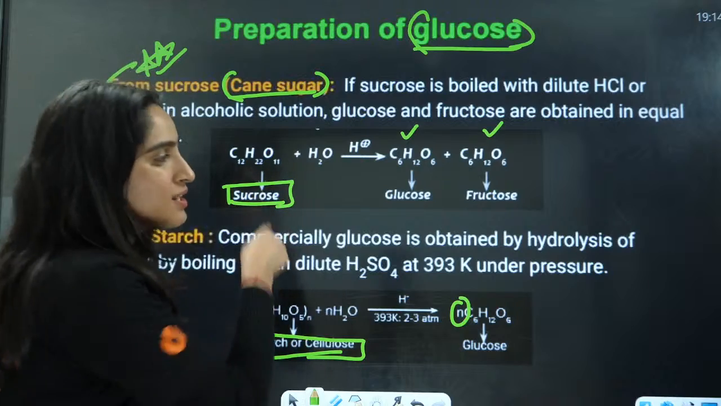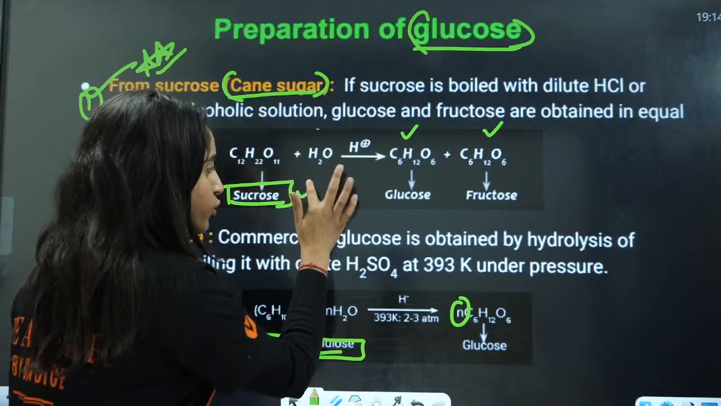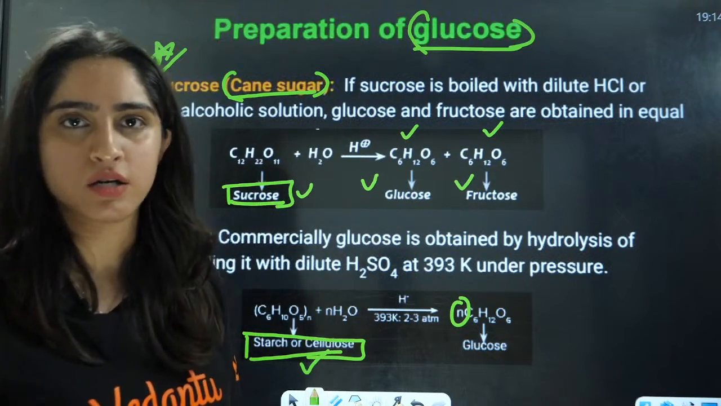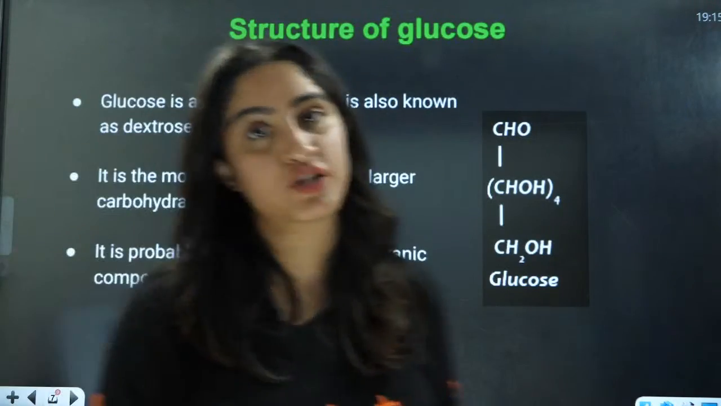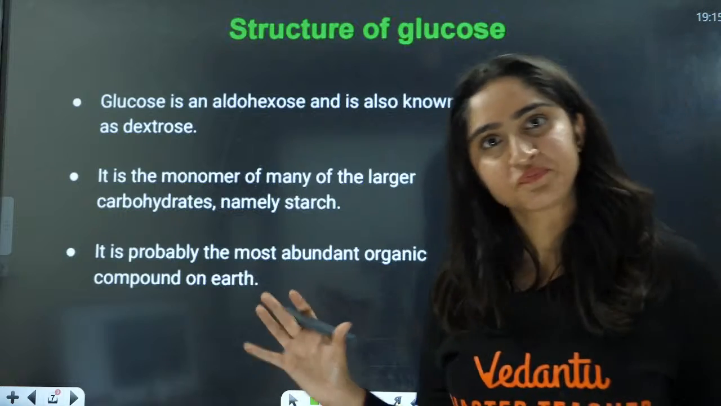So ma'am, why? What is the reason behind that? We will find that in the structure of sucrose, glucose, fructose, starch. Every structure is very important here, okay? And you need to draw the structures here, right? Okay, so first is the structure of glucose.